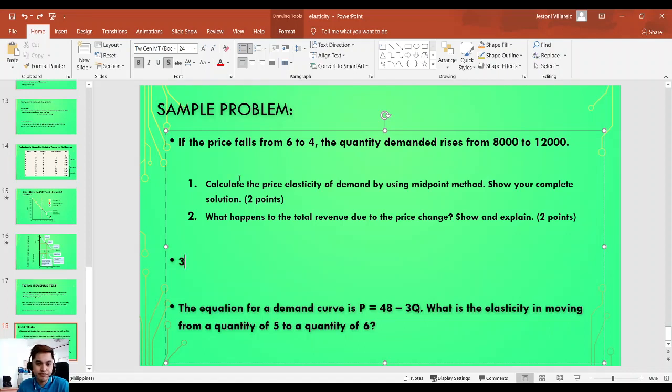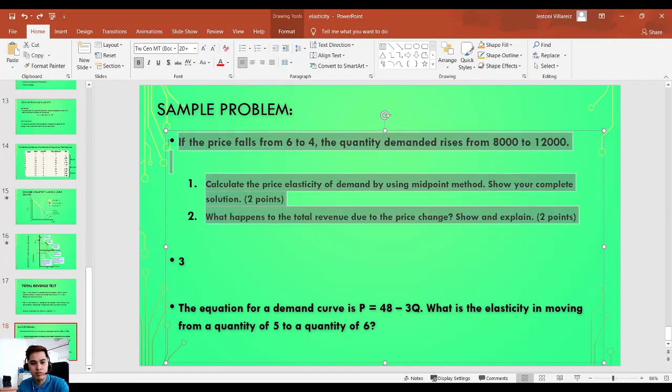Okay, now for example, let's say we have a problem here. If the price falls from 6 to 4, the quantity demanded rises from 8,000 to 12,000. Now calculate the price elasticity of demand using the midpoint method. I will specify the midpoint method again because there are several methods that can be used to compute elasticity. Show your complete solutions and what happens to the total revenue due to the price change. Show and explain. We haven't solved this yet, so let's try to solve this.